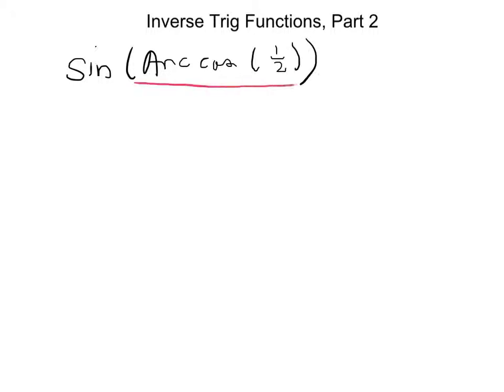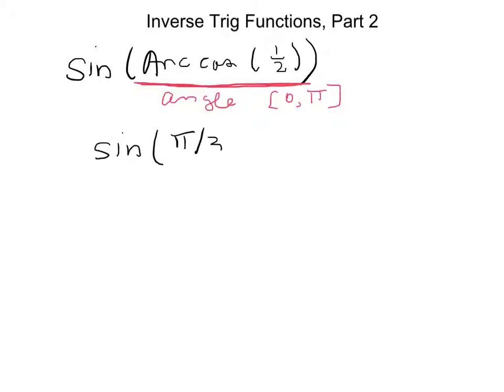So here's a question. Suppose we want to find the sine of the arc cosine of, let's say, a half. Okay, so let's take a second and think about this. Remember, this represents an angle. And that angle has to be between 0 and pi. And the significance of that angle is that the cosine of that angle is equal to a half. And we know that the angle between 0 and pi, whose cosine is a half, is pi over 3.